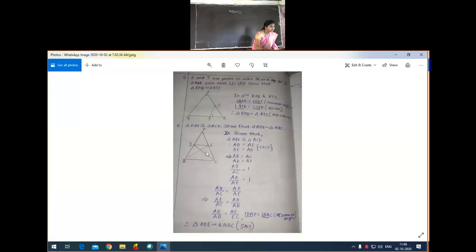So the sides are in proportion with one included angle, that is angle A. So triangle ADE is similar to triangle ABC. Got the idea? No, here you just correct that one. This is not EC, that is AC. Is that clear, students? This is the 6th question.